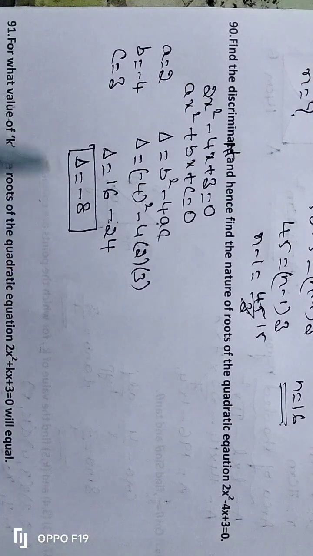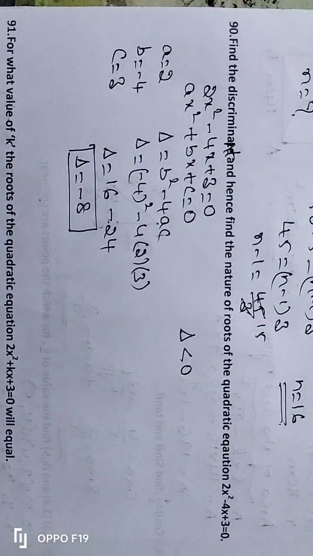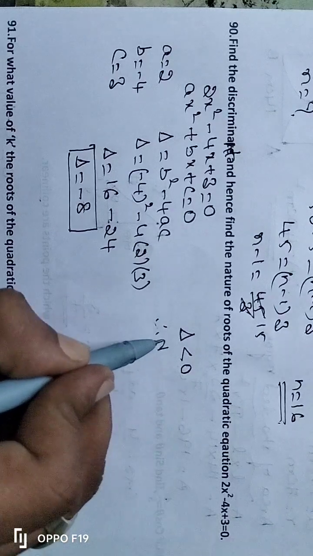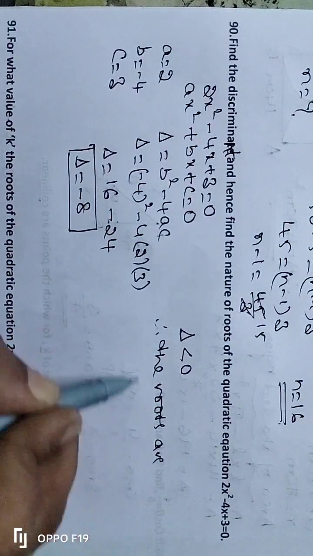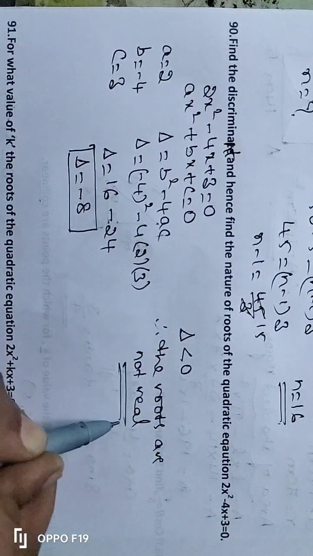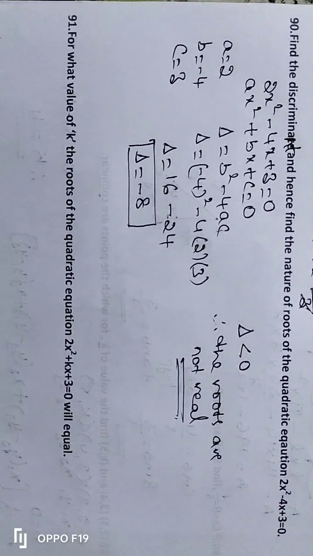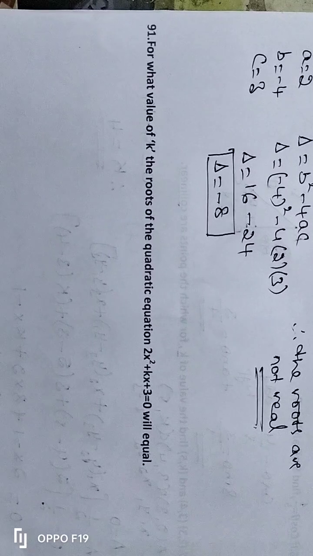Since delta is lesser than 0, minus 8 means delta is lesser than 0. If delta is lesser than 0, therefore the roots are not real, or the roots are imaginary. So this is the nature of the roots. What is the nature of the roots? The roots are not real or the roots are imaginary. Then let us go for the 91st question.